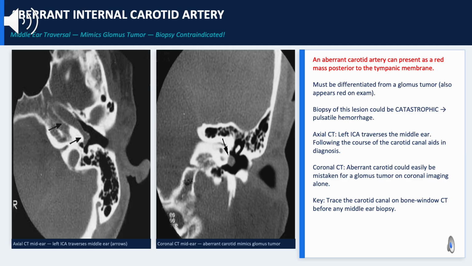Trace the expected course of the carotid canal. It should curve anterolaterally through the petrous bone. An aberrant carotid traverses the middle ear instead of the normal carotid canal. This diagnosis must be made before otoscopy-guided biopsy in any patient with a pulsatile red retrotympanic mass. CT of the temporal bones is mandatory, not optional, before any such procedure.